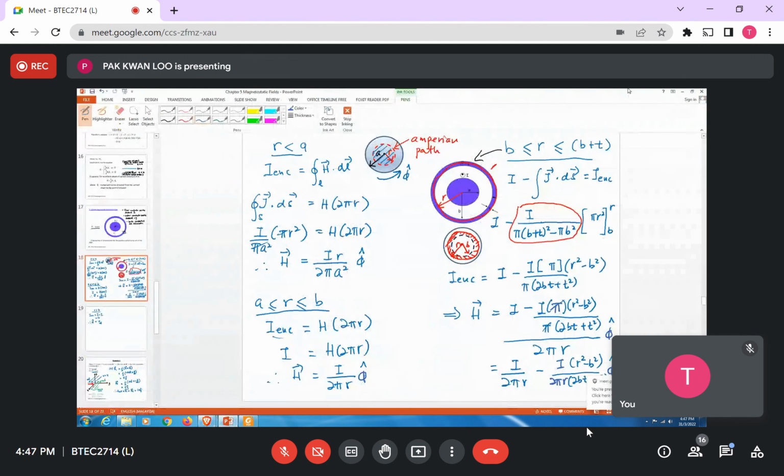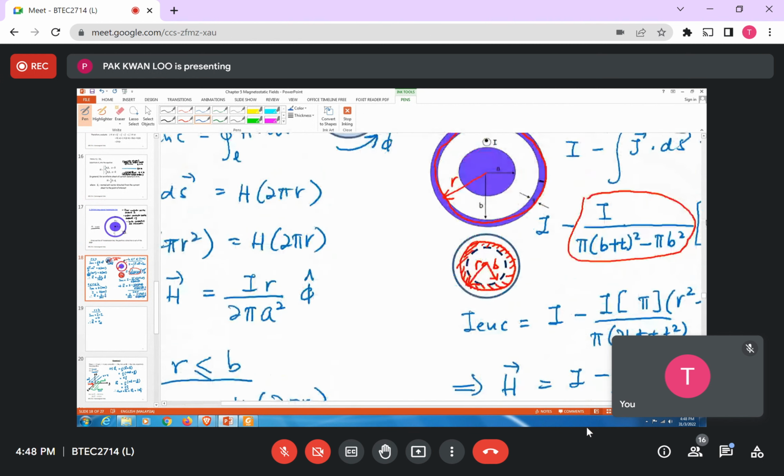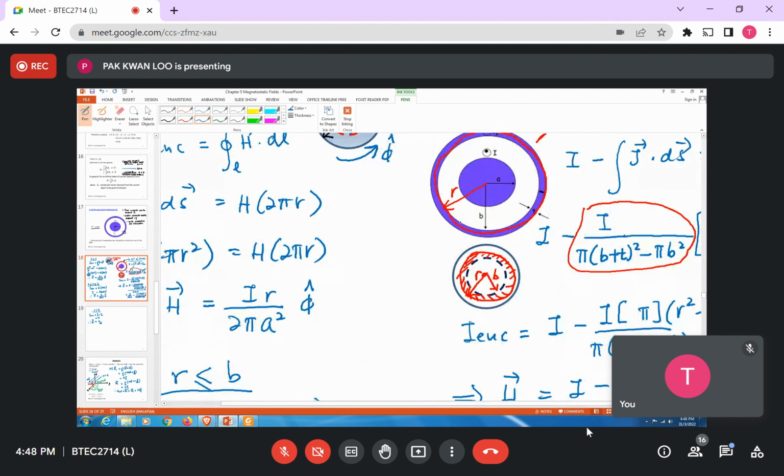Okay, just to clarify a bit. The area is the area that is enclosed. So it's pi r squared, but there's a certain thickness, right? There's a certain thickness enclosed by the Ampere's path.